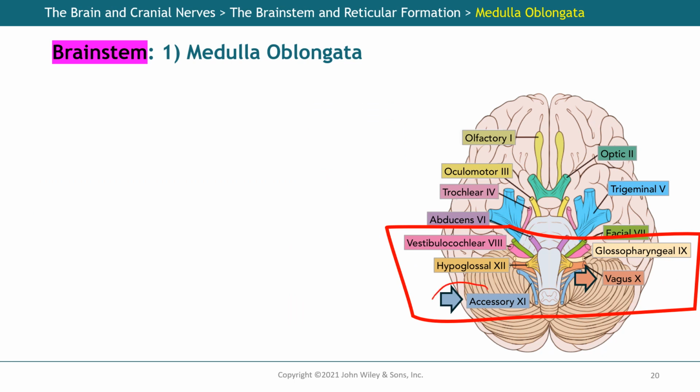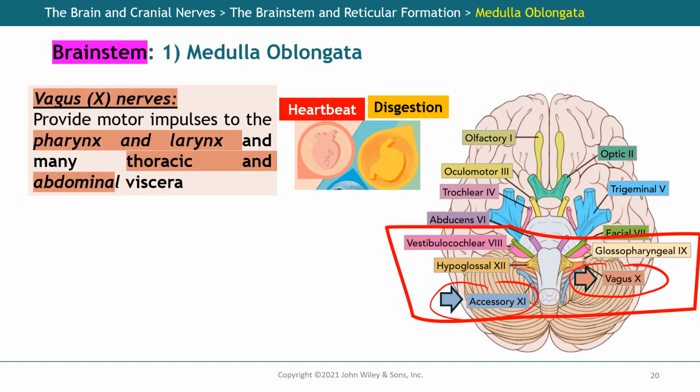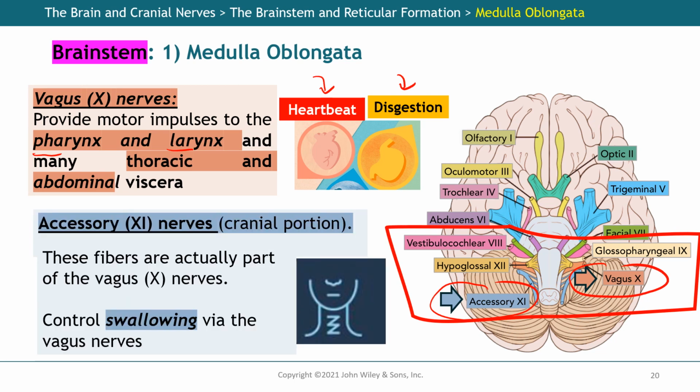So here we're going to talk about cranial nerves number 11 and number 10. The vagus nerve is involved in motor responses for different structures like the pharynx, larynx, and many thoracic and abdominal organs. Some of the main functions are related to controlling the heartbeat, digestion, and the immune system. The accessory nerve, for example, controls the swallowing via the vagus nerve.